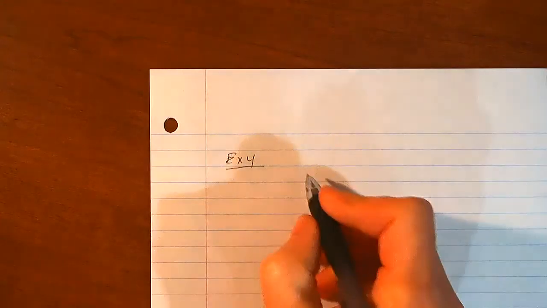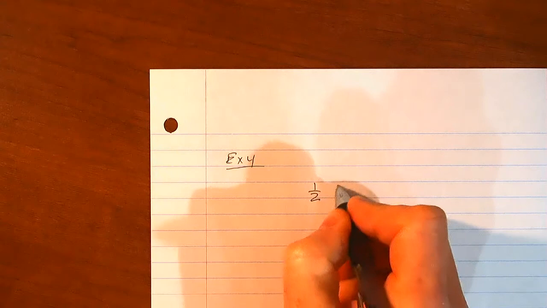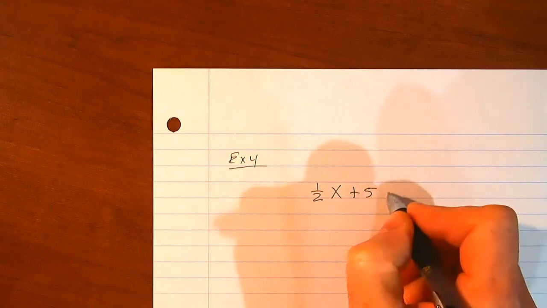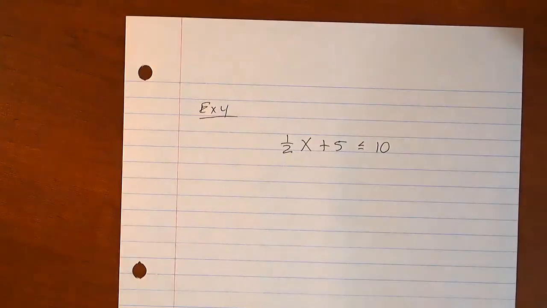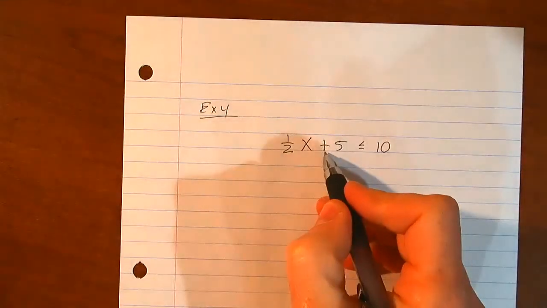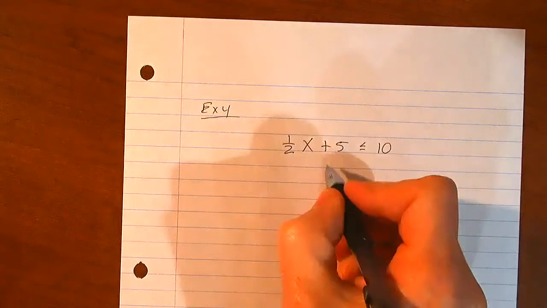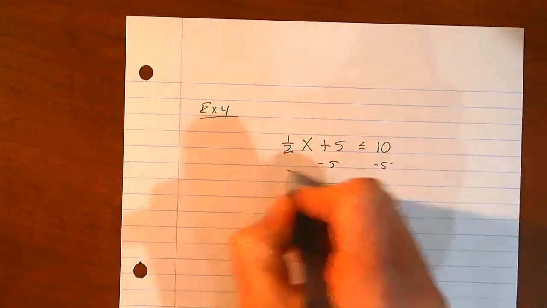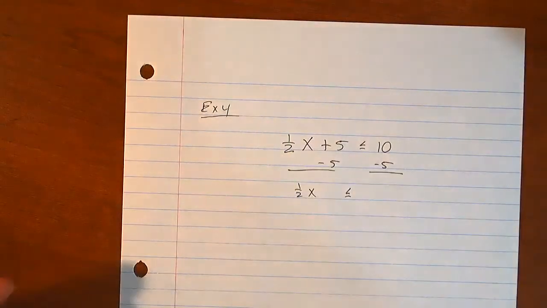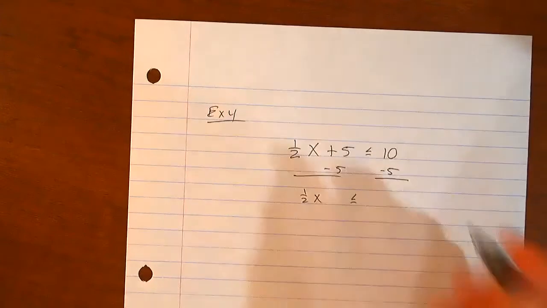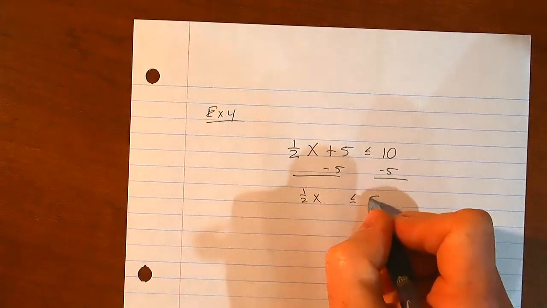All right, finish it up with our last example, example number 4. In example number 4, we're going to have 1/2 x plus 5 is less than or equal to 10. Okay, so I'm going to start working my way into the x. And the first thing I want to do is get rid of the 5 because that's furthest away. I'm going to do that by subtracting. 1/2 x less than or equal, I don't need to flip the arrow because I didn't multiply or divide. 10 minus 5 is equal to 5.